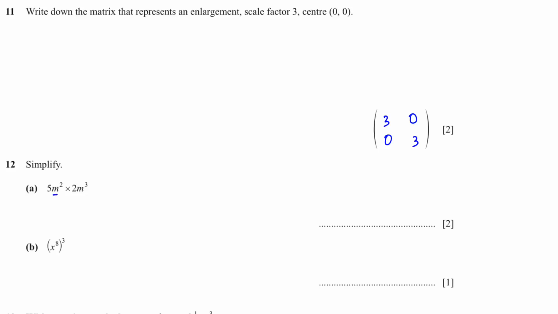We have the variable m and m. If you multiply two variables, it means you add the power. First, we'll multiply the numbers. 5 times 2, 10. And 2 plus 3, 5. If you have a power inside and an outside, you multiply the power. So it's going to be x. 8 multiplied by 3, 24.